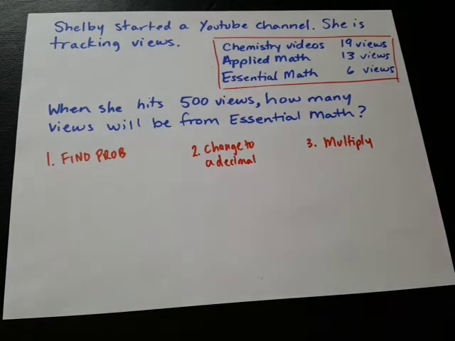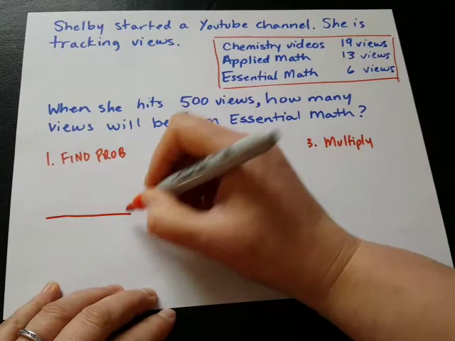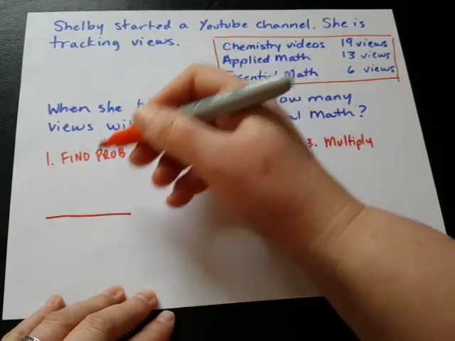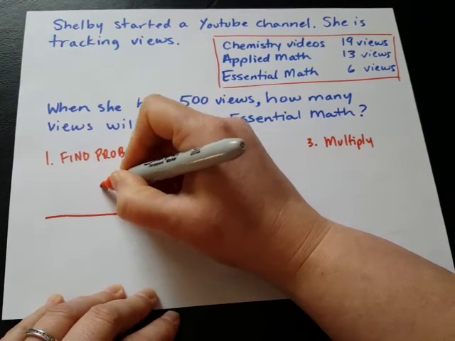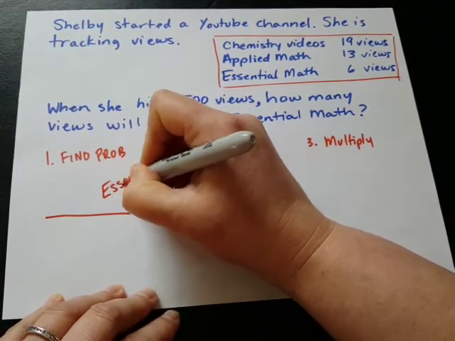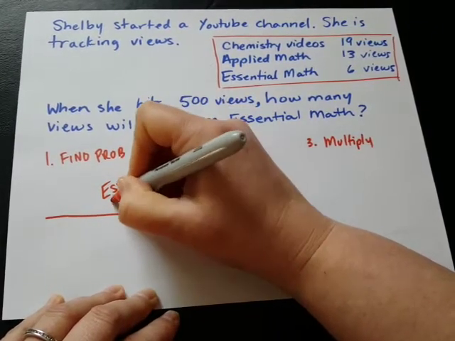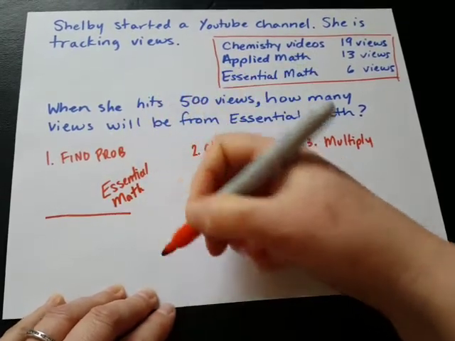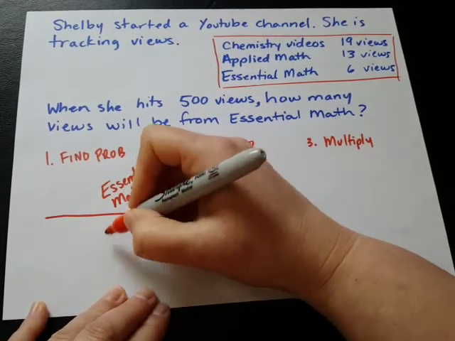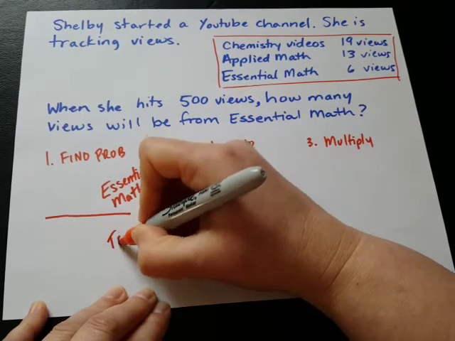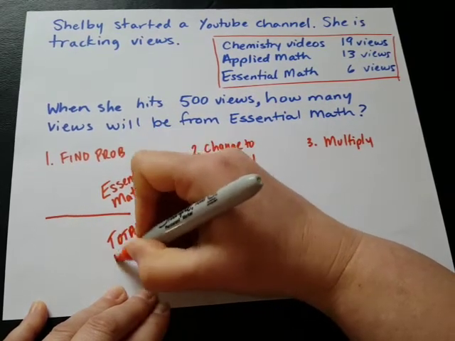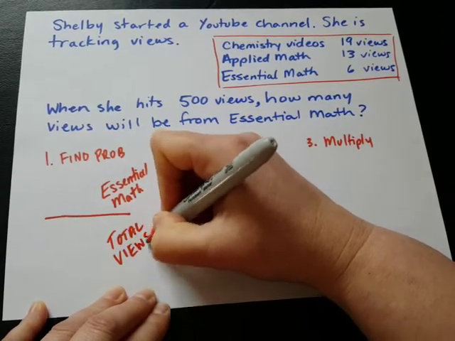So in order to find the probability of this experimental data, we're going to need to have a number on top of a fraction. So the number that we're looking for, in this case, essential math. And the number on the bottom of the fraction is always going to be our total number of numbers. In this case, our total views.